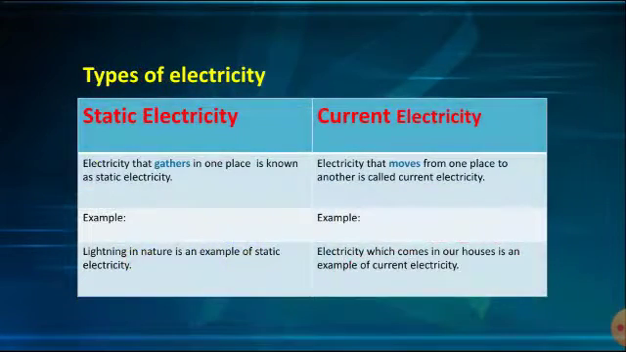Types of electricity. There are two types of electricity: static electricity and current electricity. The electricity that gathers in one place is known as static electricity, that is, it is not moving. For example, lightning in nature is an example of static electricity. The electricity that moves from one place to another is called current electricity. For example, electricity which comes into our houses is an example of current electricity.